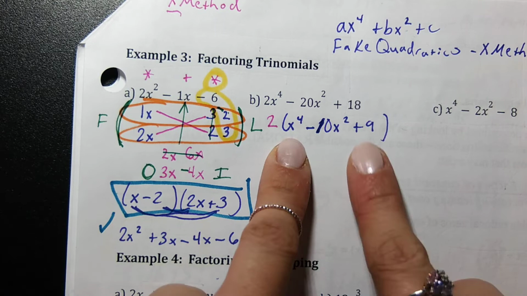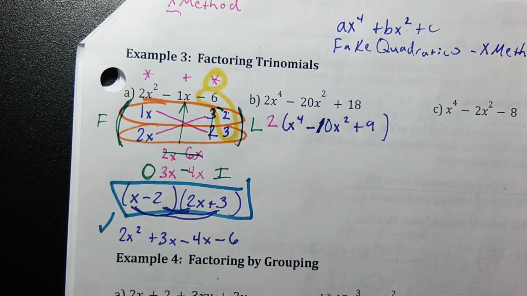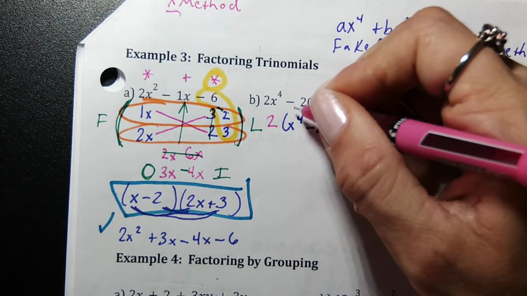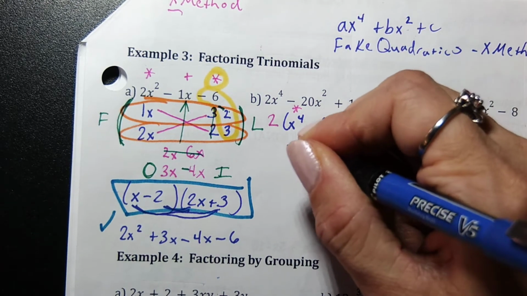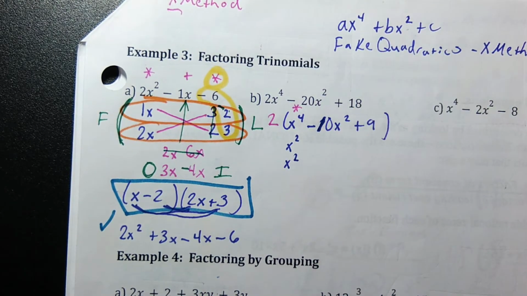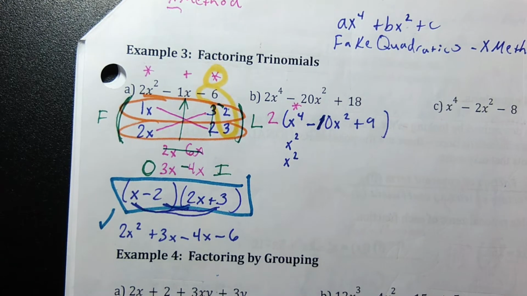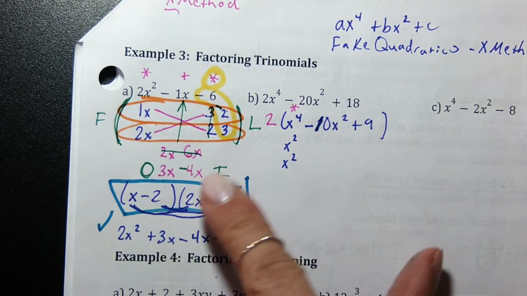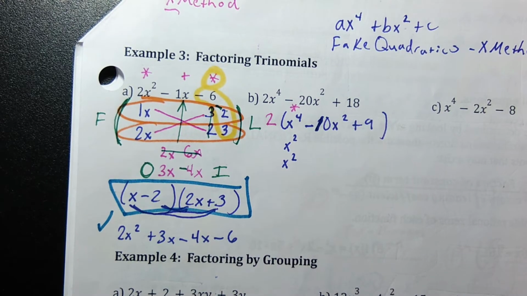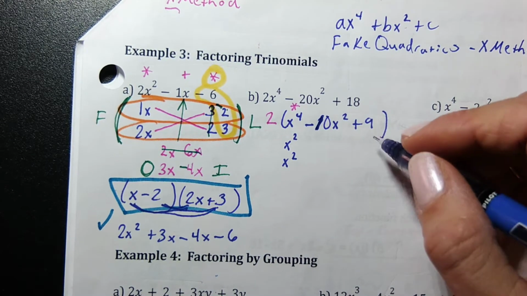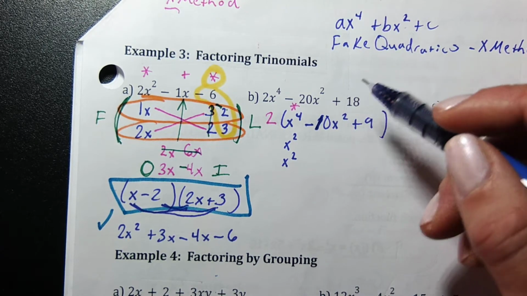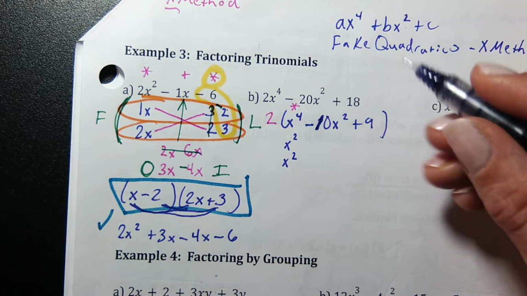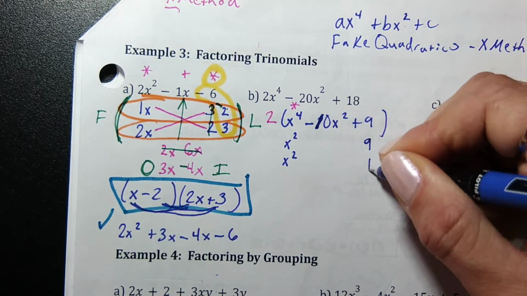So I'm going to approach this in the same way I approached the last problem. We need to get a product of x to the 4th. What do you think we should use to get x to the 4th? X squared and x squared. Just like for a quadratic, we have x and x. For a fake quadratic, we have x squared and x squared. Then what about a product of 9? Looking at my sum number, which we want to be negative 10, what do you think we should use? 3 and 3 or 9 and 1? 9 and 1. So let's use 9 and 1.